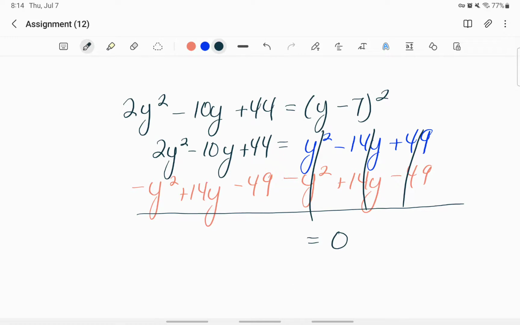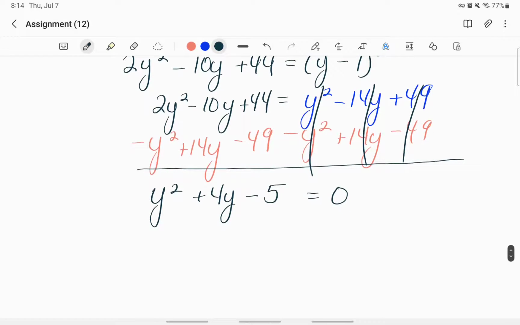2y squared minus 1y squared is just y squared. Negative 10y plus 14y is positive 4y. 44 minus 49 is negative 5. Equals 0. I can now factor and then use the zero product property.